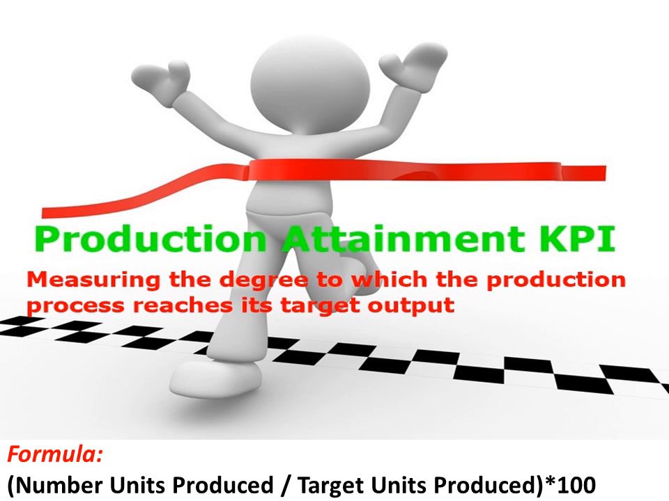So how do we calculate it? By using the formula: the number of units produced divided by the target units produced, multiplied by 100. This way we will get the ratio of the production attainment.